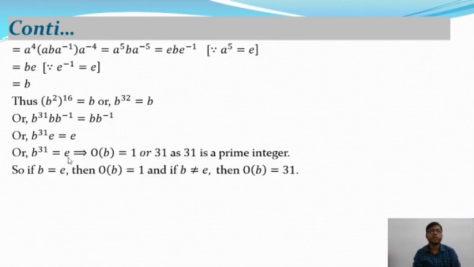So that means the order of b is either 1 or 31, where 31 is a prime integer. If b is equal to e, where e is the identity element, then the order of b is equal to 1. And if b is not equal to e, then the order of b is equal to 31. So in that case the order of b is either identity or a prime number, and here the order of b is equal to 31.